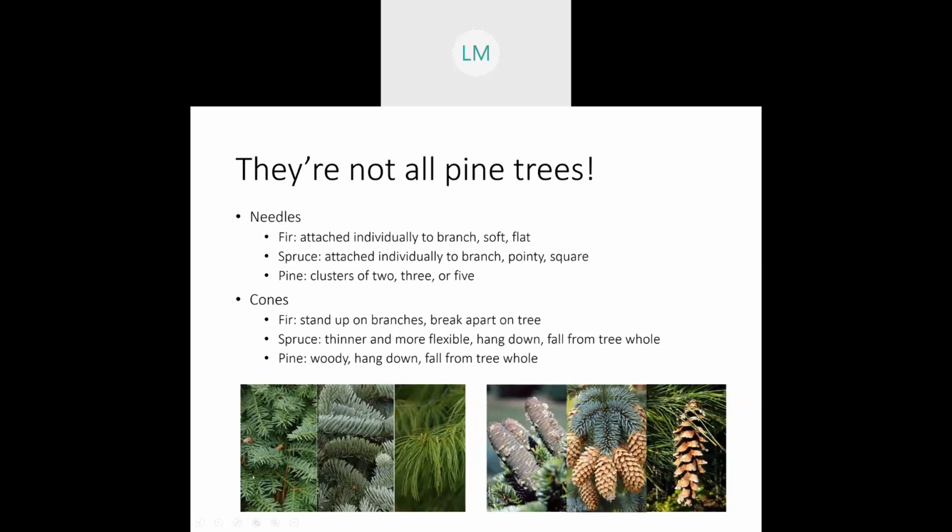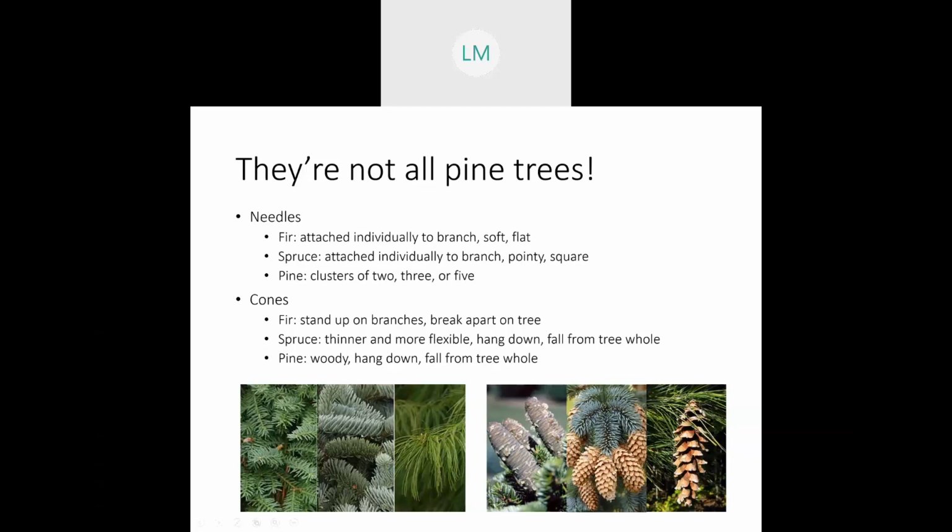Okay. You see a lot of fir trees when people are selling Christmas trees, right? The Douglas fir is a big Christmas tree. So that's a fir tree there with those flat needles. Spruce trees here, we still have needles that are individually attached to the branch, but they're really pointy. So if you've brushed up against a conifer and it hurts, that was probably a spruce.